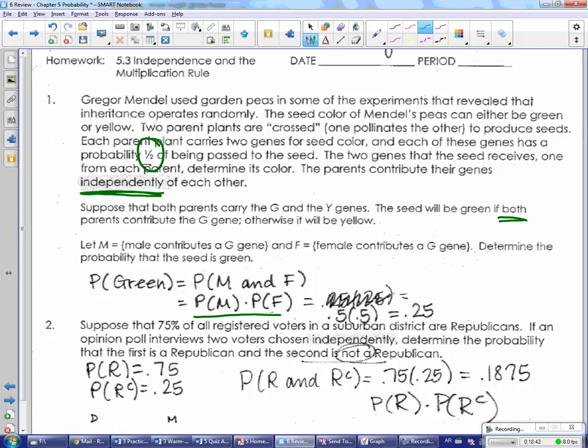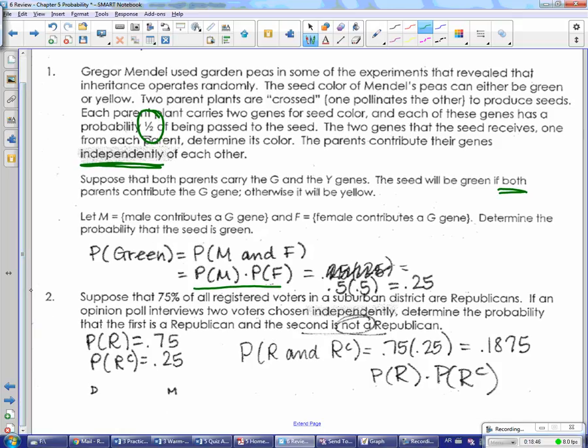Okay, in number 2, it's very similar. Suppose that 75% of all registered voters in a suburban district are Republicans. So we've got the probability of being a Republican is 75%.